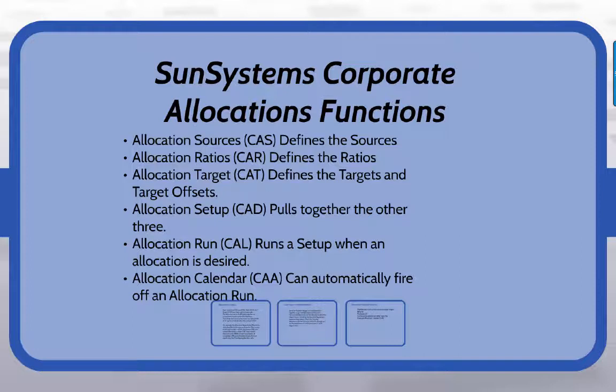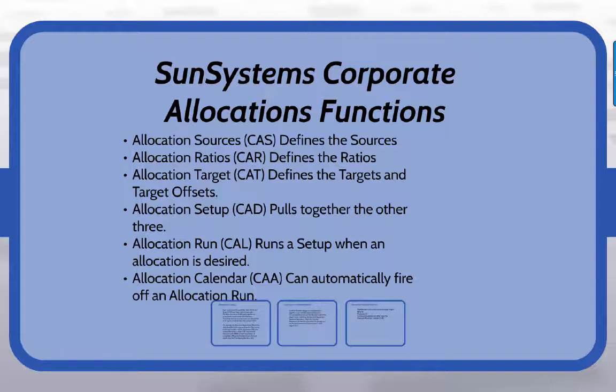So that process of defining a source, ratio, and target and setup, if you know what you're doing, would take 10 or 15 minutes. If you don't know what you're doing, it could take a couple hours of trial and error and getting it right. But once you get it right and ready to run, and here is the important thing, then you run it each month, and that takes 2 minutes.